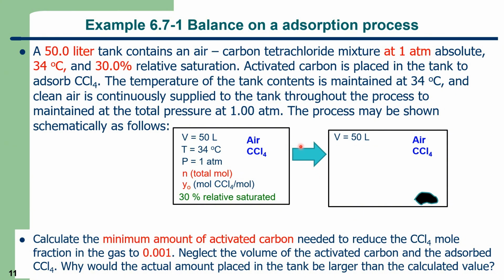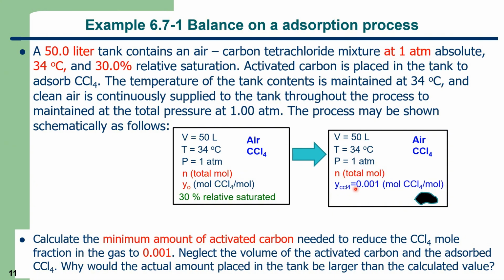Okay, so now let's write down the final state. Volume is 50, because we forget about the size of the carbon. And temperature is 34, because this is called isotherm, right? Isotherm, we keep the temperature constant. And pressure is 1. You might say, wow, Professor, something is wrong, because the carbon tetrachloride adsorbed on the surface, the pressure will reduce. But here, we keep introducing fresh, clean air into this system to make it 1 atm. So anyway, pressure will be 1, and the total amount will be the same, right?